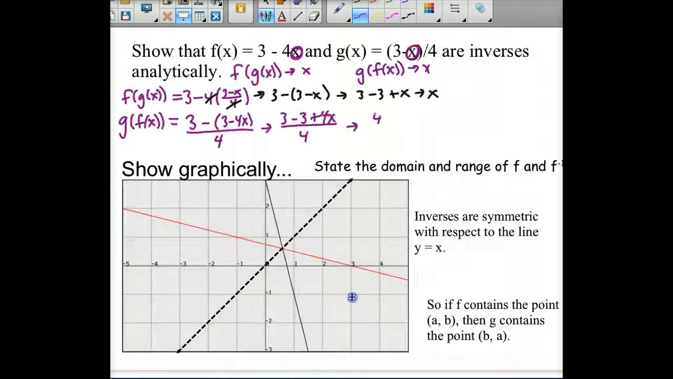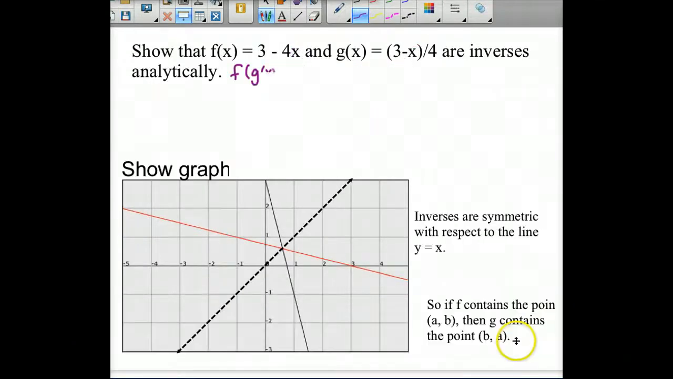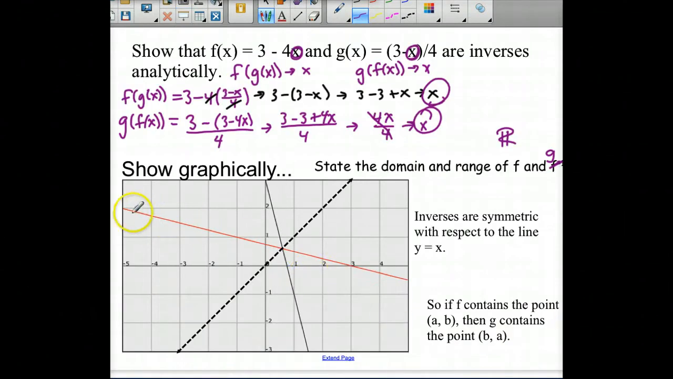All right, let's talk about the graphs. So the red graph is the line 3 minus x over 4. And the black line is the line 3 minus 4x. The dotted line is the line y equals x. Notice how these two graphs, the red and the black, are symmetric with respect to the line y equals x.